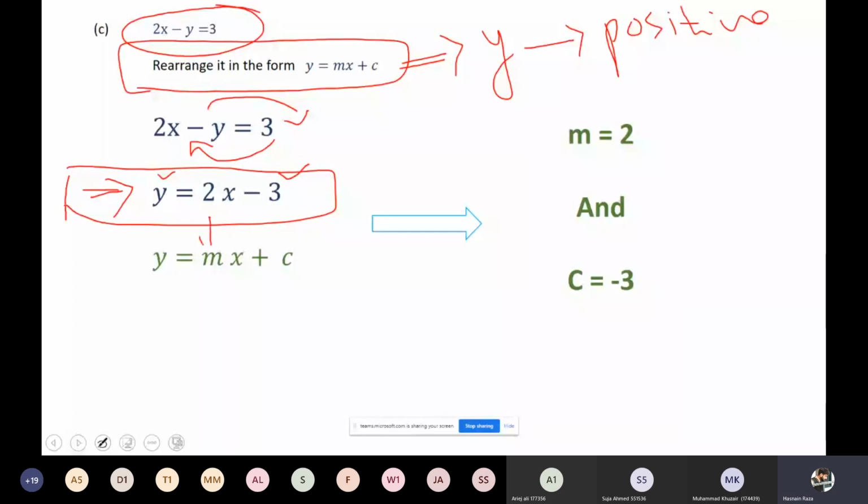Comparing it, we came to know that the slope is positive 2 and the y-intercept is negative 3, because instead of plus, there is minus. That's why c is negative 3.